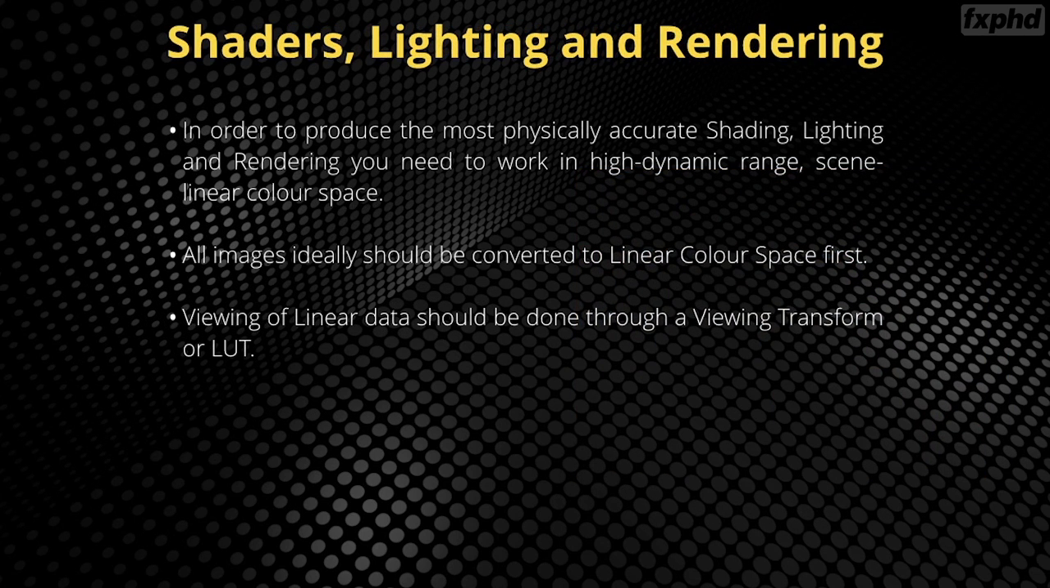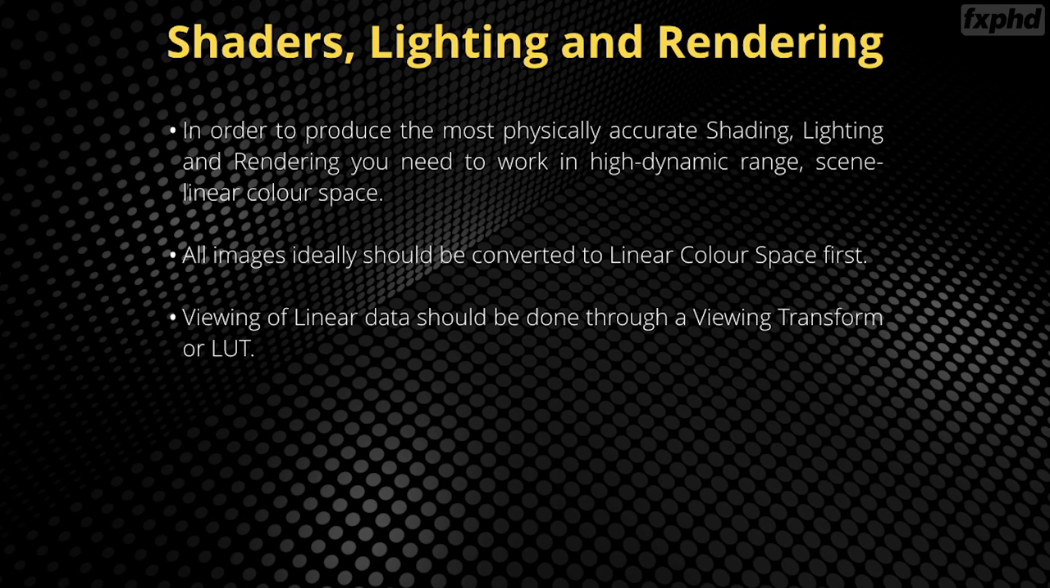Now, when we're talking about the feature film color management pipeline, we're really talking about a number of things, including shading, lighting, and rendering. That's obviously one of the core areas of our pipeline for visual effects. Compositing obviously sits at the end before we pass it off to DI. But what we want to do in order to work and produce the most physically accurate lighting, shading, and rendering, we need to be working in our high dynamic range scene linear, or scene referred color space.